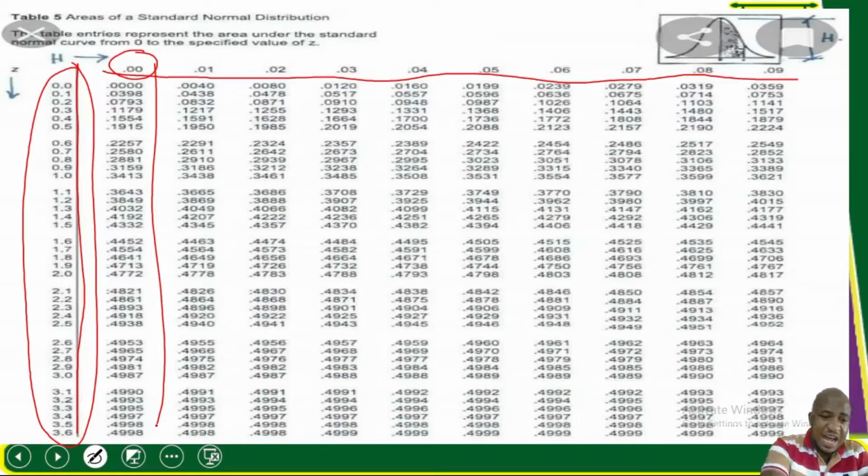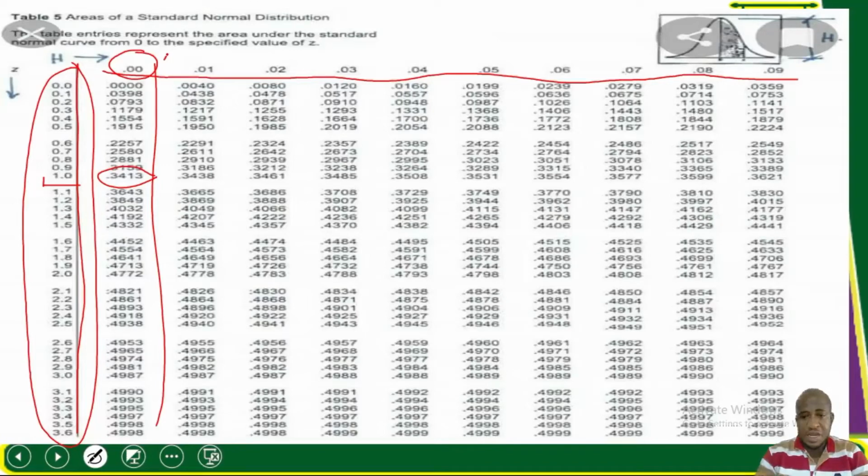On the vertical axis, you will search for the value 1. We can see 1 here. And under the horizontal title 0.00, let's see which value corresponds directly with the 1. We can see that we have 0.3413 immediately corresponding with 1.0 here and 0.00 on top. So that's where we got the decimal, the area covered. Let's take notes.